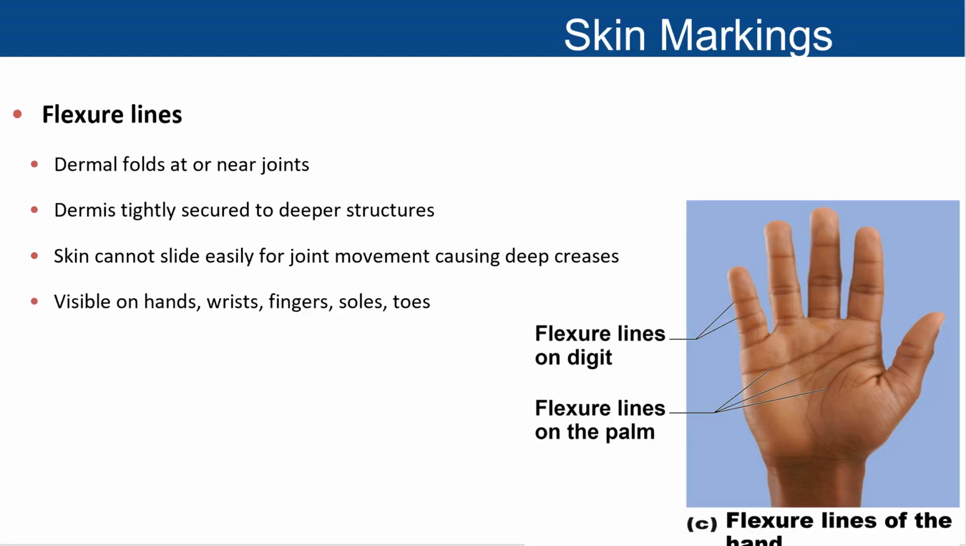Flexure lines. Let's look at your hands, wrists, fingers, soles, and toes. You can find these skin markings called flexure lines. They are deep creases in the skin at or near joints. In these areas, the skin cannot slide easily for joint movement because the dermis is tightly secured to deeper structures.